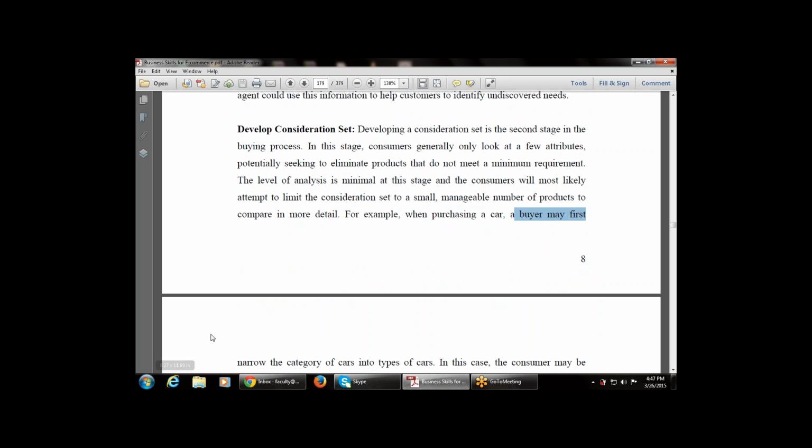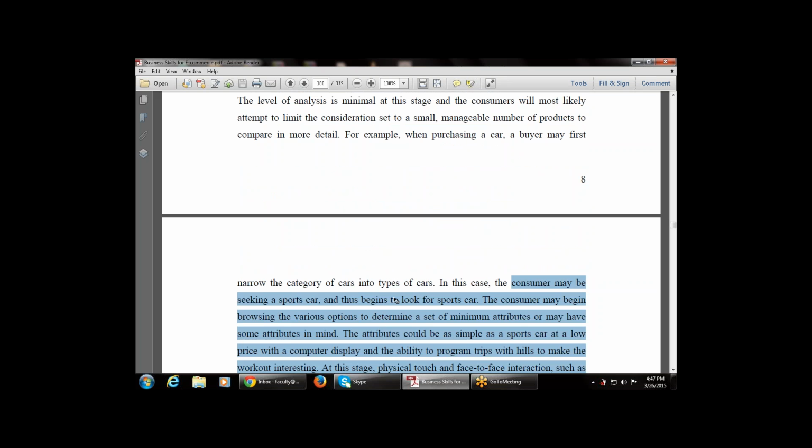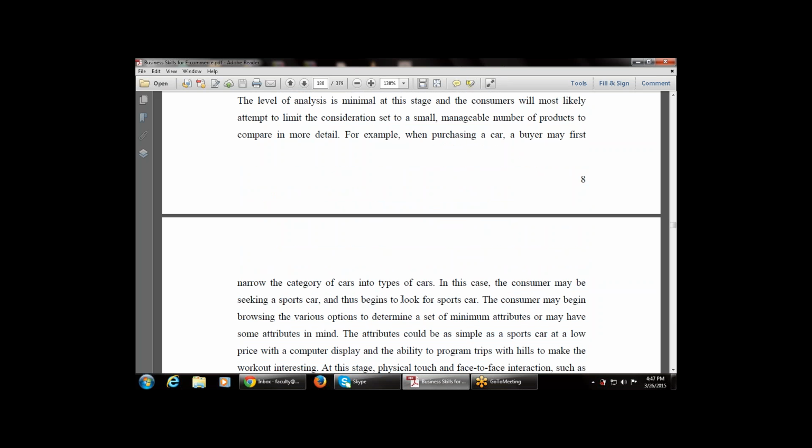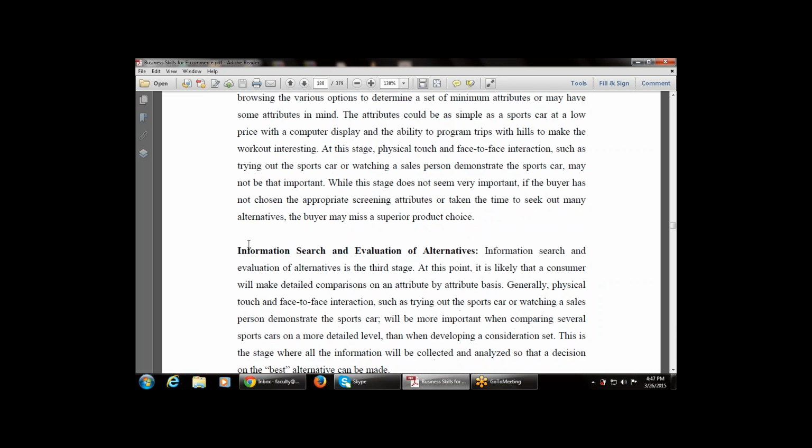For example, when purchasing a car, a buyer must narrow the category of cars into types of cars. The consumer may seek a sports car, and thus begin to look for sports cars. So first of all, the consideration is very clear: what type of product do you want? Then further divide that need into various attributes that must be kept in mind.